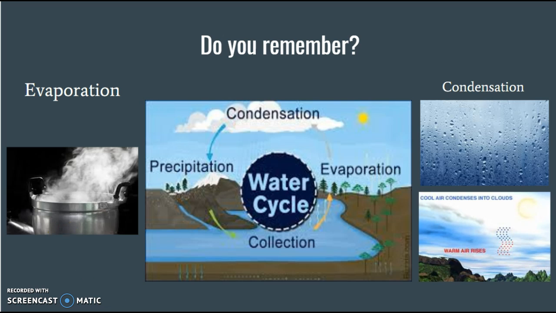Now, do you remember evaporation? When we boiled the water and the steam rose up into the air? Well, evaporation on the earth is very similar to that. The water that's on the earth gets warmed up and it rises up into the air, and then it forms into clouds. It condenses into clouds.